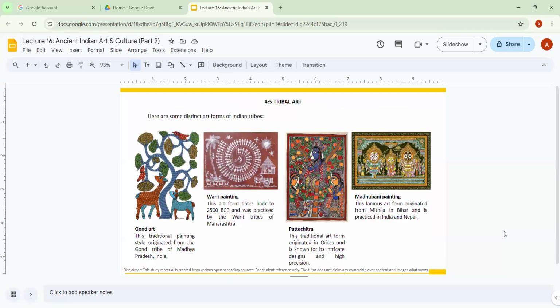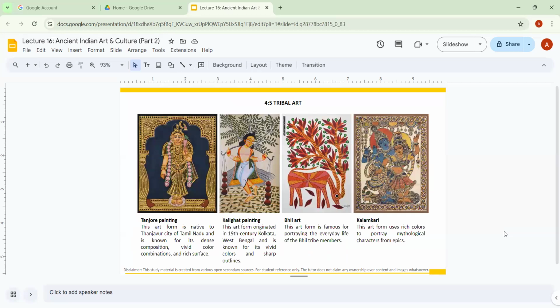The tribal art. Gond art is a traditional painting style originated from the Gond tribe of Madhya Pradesh, India. Warli painting comes from the Dahanu district of Maharashtra. The Pattachitra comes from Orissa and is known for its intricate designs and high precision. Madhubani paintings come from Mithila, Bihar, and are also practiced in Nepal along with India.